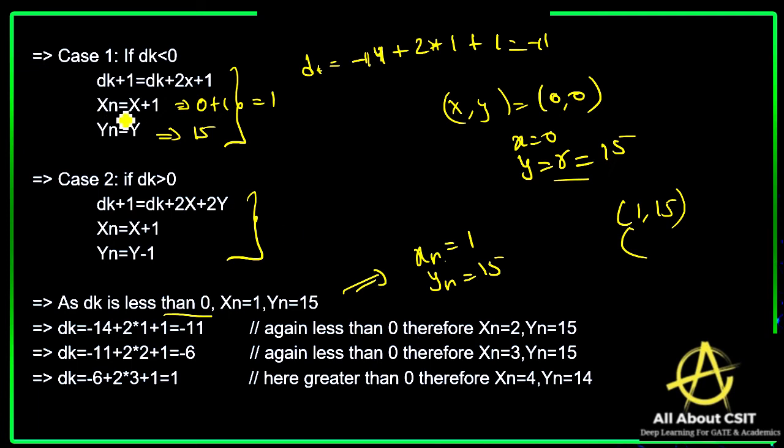Less than 0 means what you have to perform? You have to perform xn is equal to xn plus 1. That is 1 plus 1, 2, and yn is equal to y, that is 15 only.